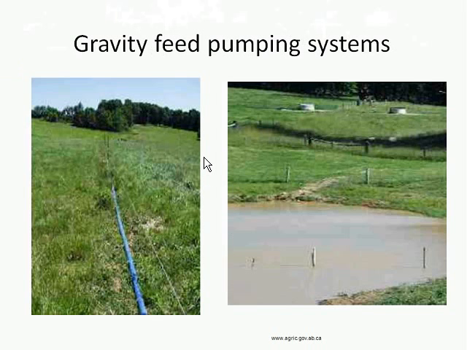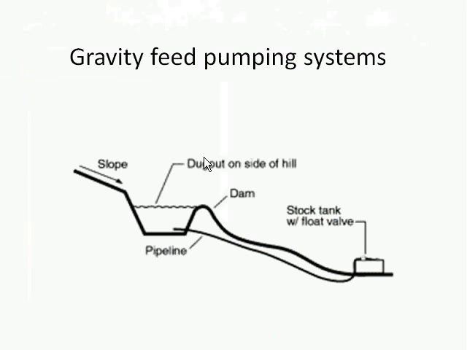A gravity feed system is a system where you have a water source at a higher elevation than where your troughs are. Look at the picture on the right. You'll see off in the distance a couple of water troughs that are being fed by this pond up above, and it's a matter of having a line that goes from your pond or your source of water down to your trough, with some sort of float valve that's going to control water access.